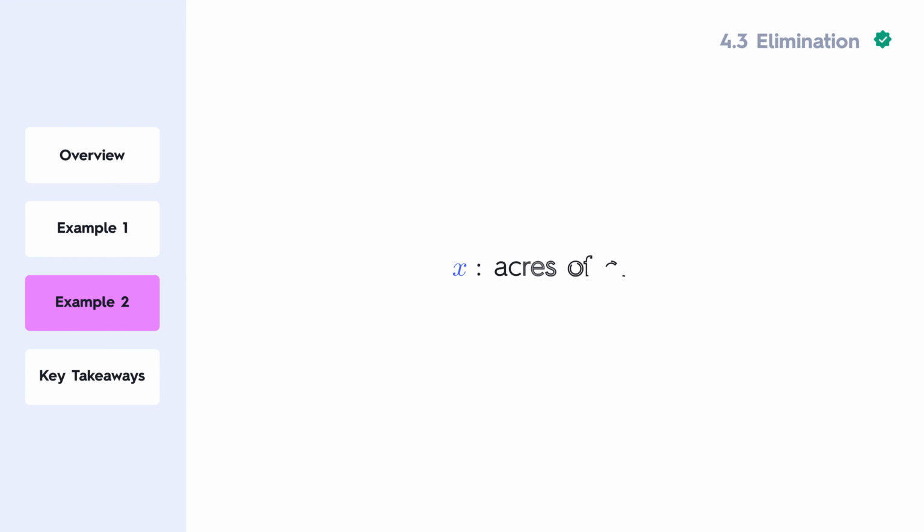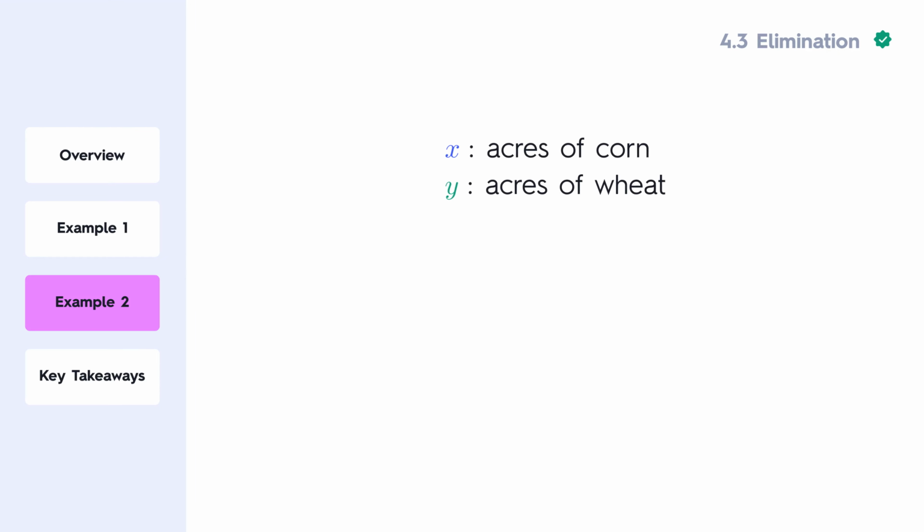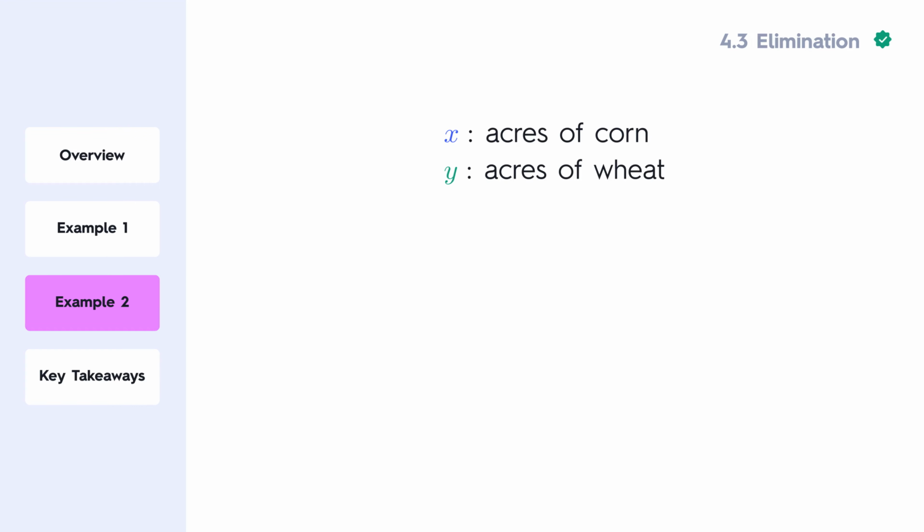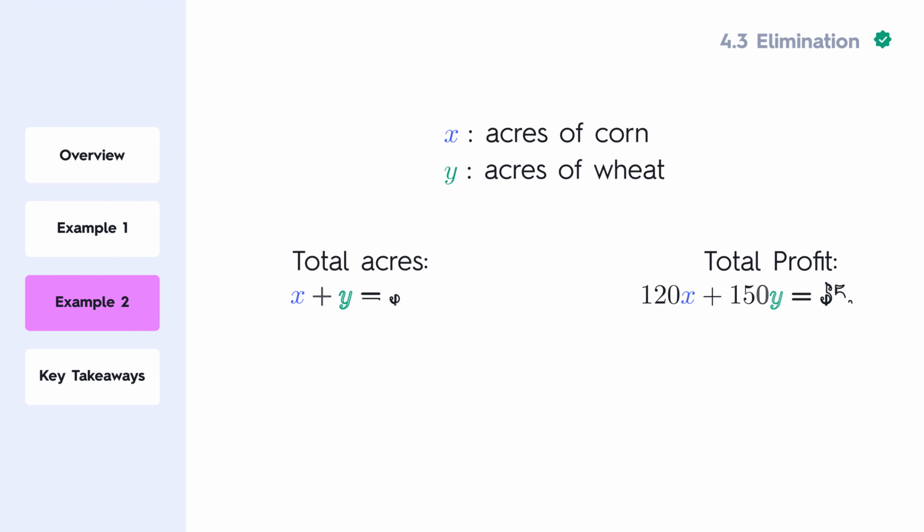Let x represent the number of acres of corn planted, and y represent the number of acres of wheat planted. Now, we set up two equations based on the information given in the problem. In this step, we will eliminate one of the variables, either x or y. To do this, we need to make the coefficients of one variable the same in both equations. Let's eliminate x, as its coefficients in the two equations are different, 120 in the second equation and 1 in the first.